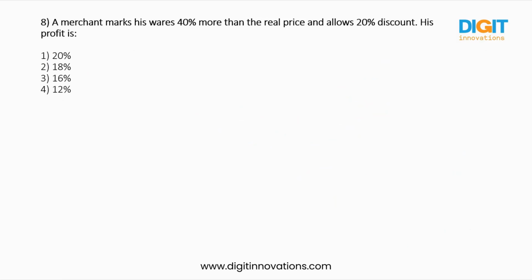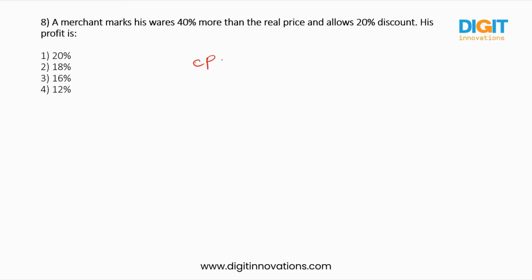A merchant marks his wares 40% more than the real price and allows 20% discount. His profit is? So there is no numerical information. They're just telling the cost price is something X, but he marked it as 40% more than the real cost price. And on that market price, he gave a discount of 20%. And what is his profit percentage? He was asking. So let us find out.